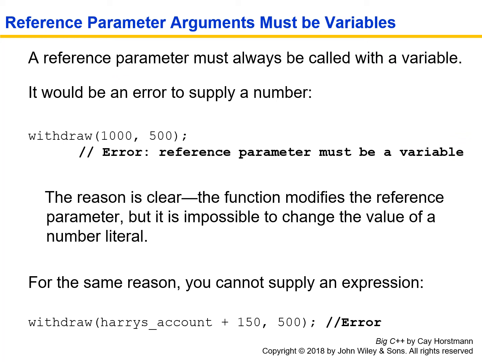We can't say withdraw(1000, 500). 1000 isn't a variable, it's a literal number, and literal numbers in C++ do not have a memory address. So we can't change the number literal. For the same reason, you can't supply an expression, withdraw(harrys_account + 150). We'd have to add 150 to Harry's account and then call the withdraw function.